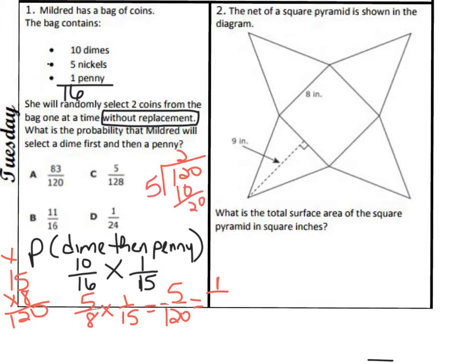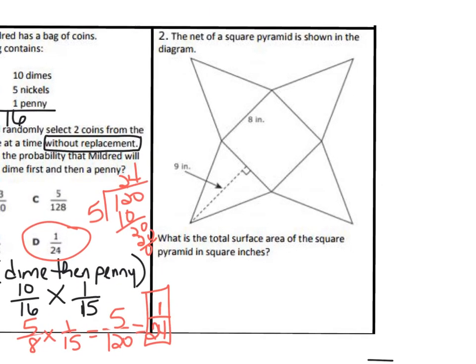Anybody? 24. Close. Okay, so in this case, your answer is 1 out of 24, which is letter D. Now, I made a very common mistake that a lot of students make. When you're simplifying, make sure that you're simplifying correctly, because then your answer will be wrong. Okay, so let's look at the next question.